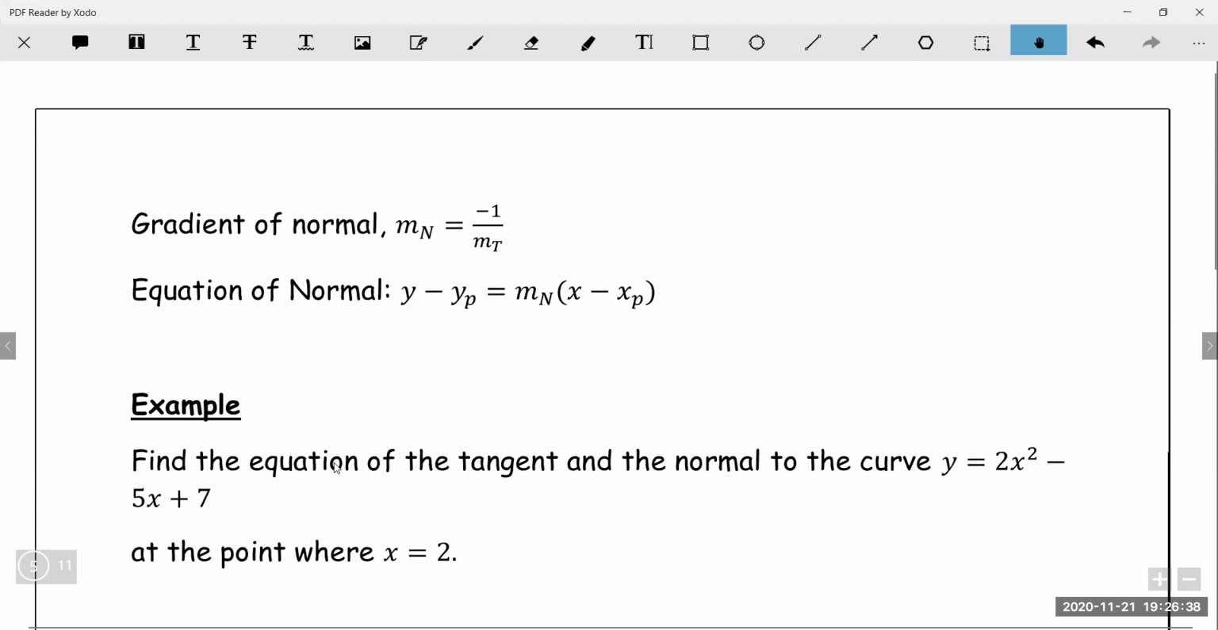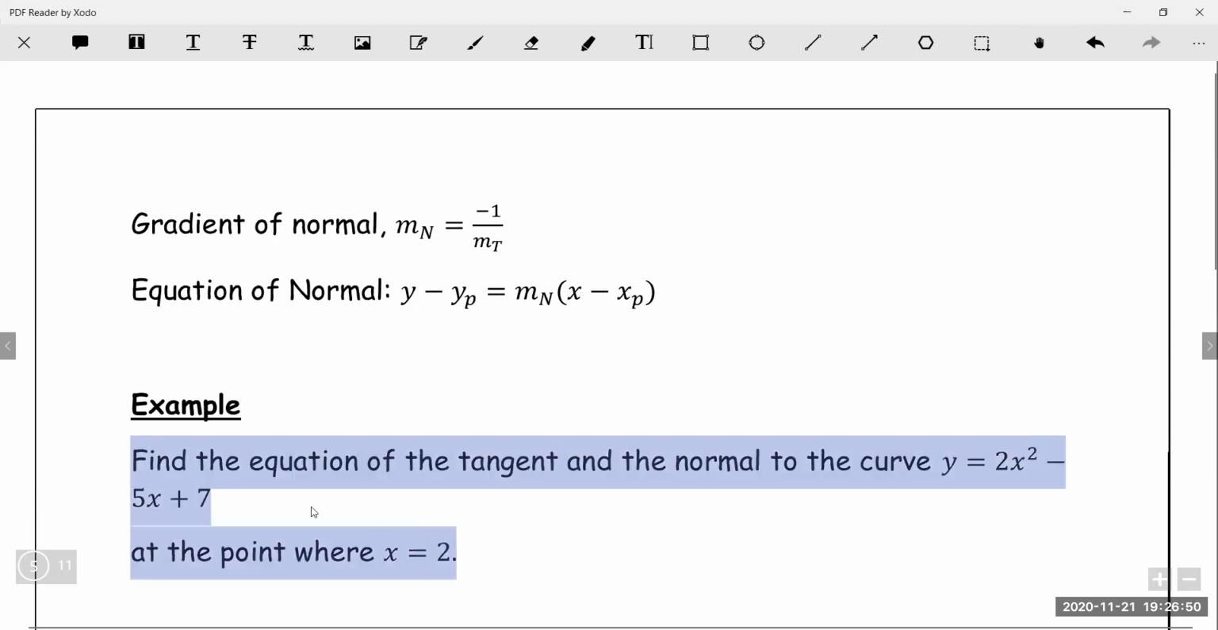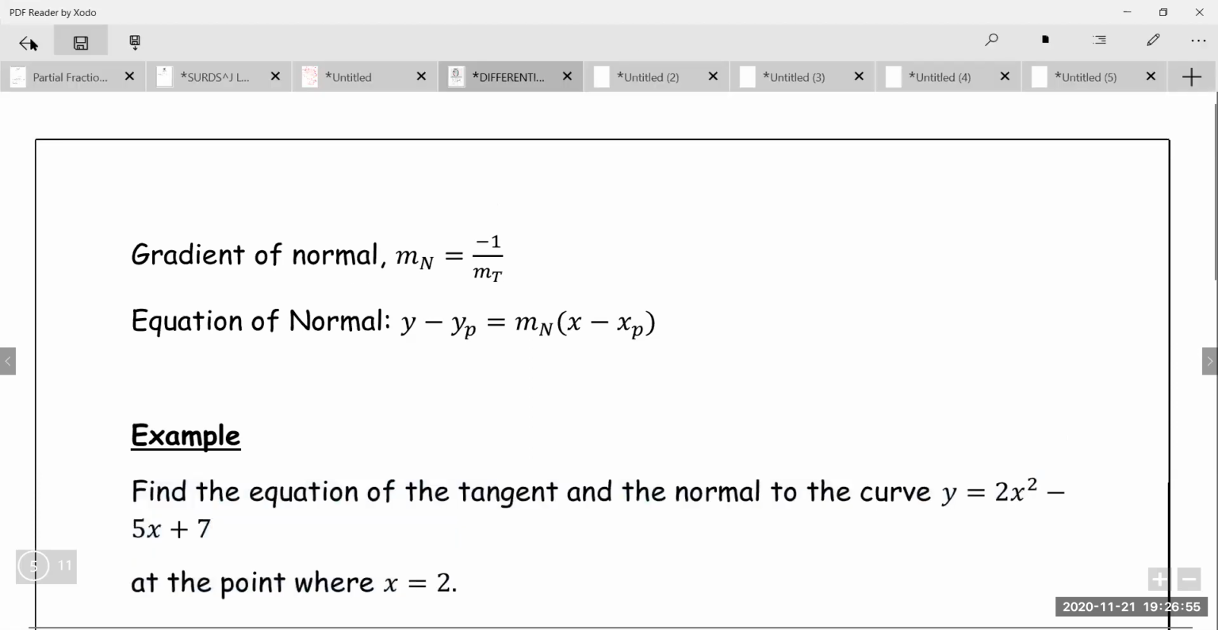So here's an example now. It says find the equation of the tangent and the normal to the curve y equals 2x squared minus 5x plus 7 at the point where x is equal to 2. We're going to do this together, and I'm going to give you an example to do. Because I can't be bothered to write, I'm going to go to Word.